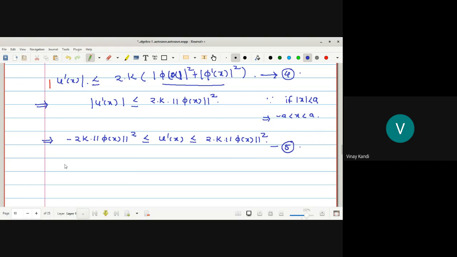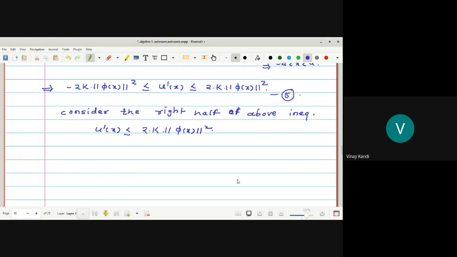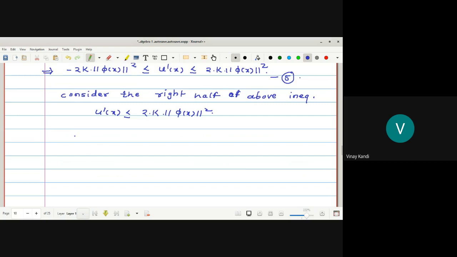Now consider the right half of the above inequality. Then what we get? u dash of x is less than or equal to 2 into k into phi of x bracket square. But which implies that u dash of x is less than or equal to 2 into k.